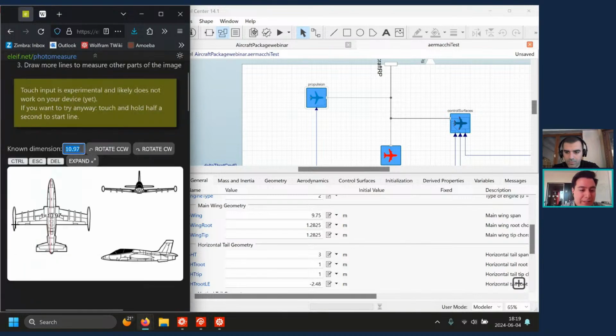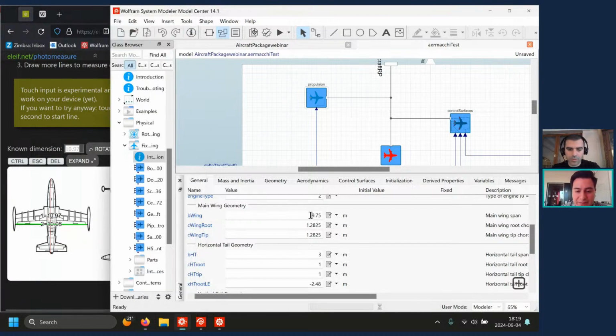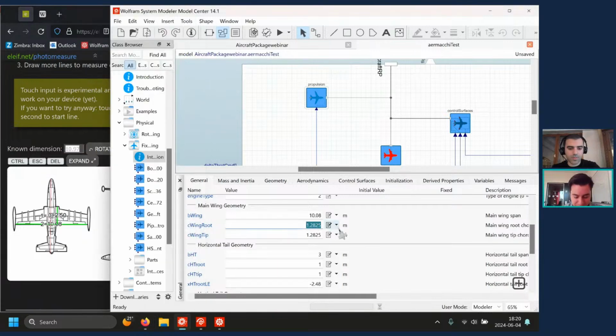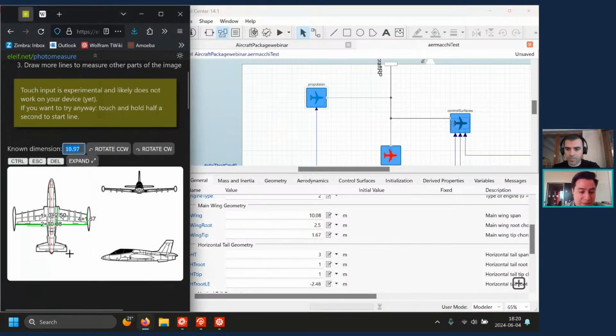So, for example, if we want to get its wingspan, I'm not going to consider the wingtip fuel tanks, which the aerobatic version doesn't have. So that's going to be 10.08. Of course, if you have better blueprints, a better CAD, you can make it in a much better way. The wing root chord is going to be 2.5. The tip chord, 1.67.